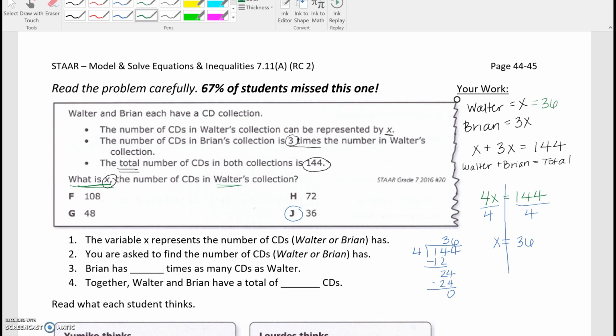If I want to go ahead and check my work, right, then these should add up to 144. So here I have 36, here I have 3x. So 36 times 3, 3 times 6 is 18, 3 times 3 is 9, plus 1 is 10. So 108 plus 36, 8 plus 6 is 14, and 1 plus 3 is 4, so 144, right? So that all adds up and works out. So we made sure that we were correct.